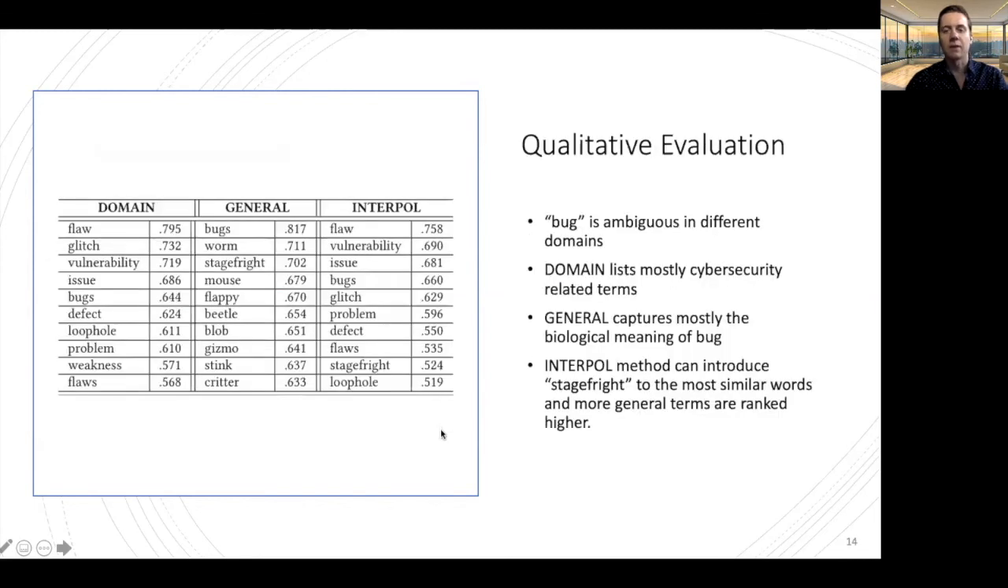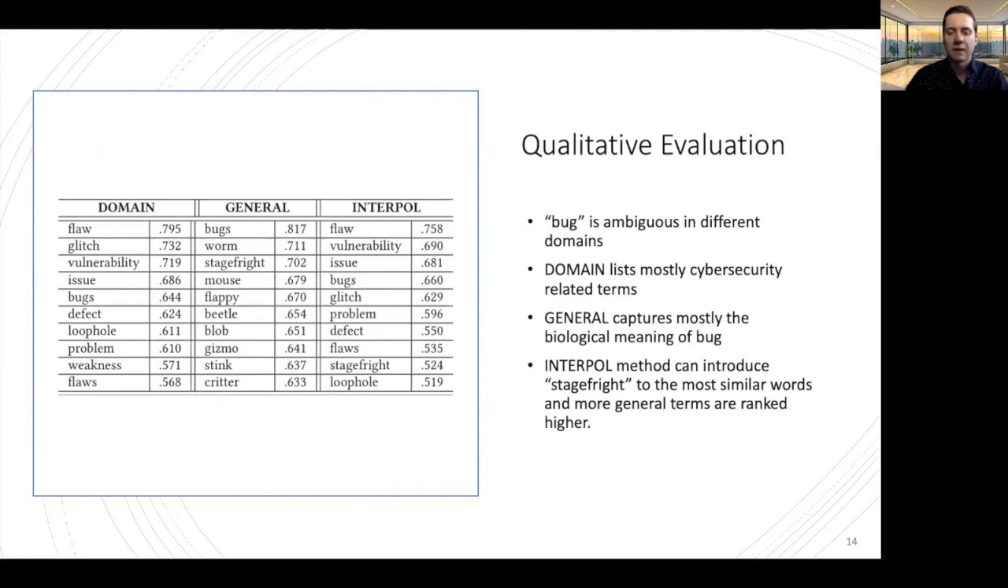In addition to our quantitative studies, we also did a qualitative evaluation of the word vector space. We specifically focused on the word bug, which is ambiguous in different domains. For example, in the cybersecurity domain, a bug would usually refer to an error in a program. However, bug can also mean insects and has other meanings. In the table, we can see the closest neighbors to the word bug in different embedding spaces.